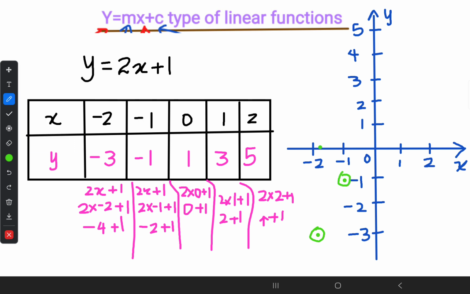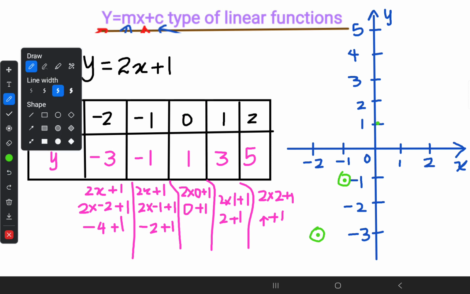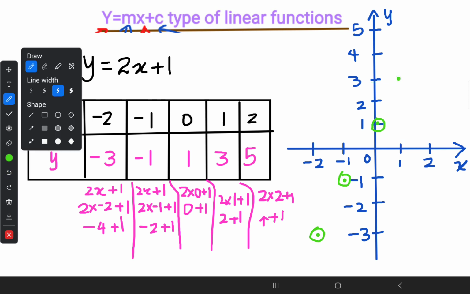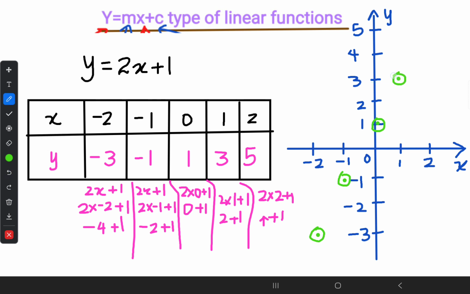Next coordinate, x is 0, y is 1. That means here. Thereafter, x is 1, y should be 3. Here. Then the final coordinate would be x is 2, y is 5, the maximum values in both. Here.